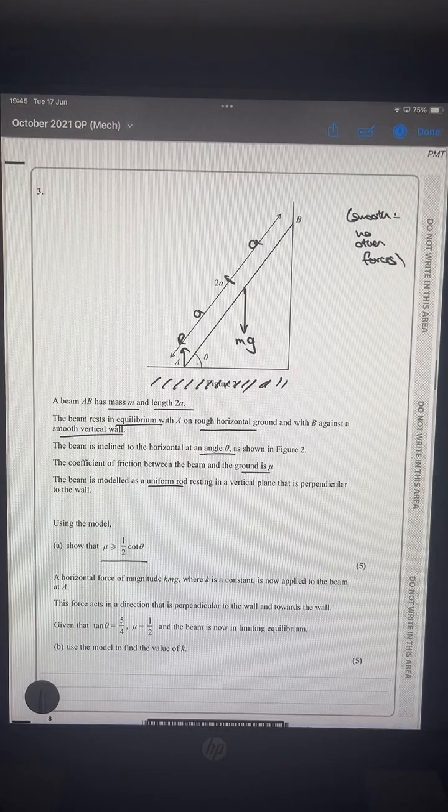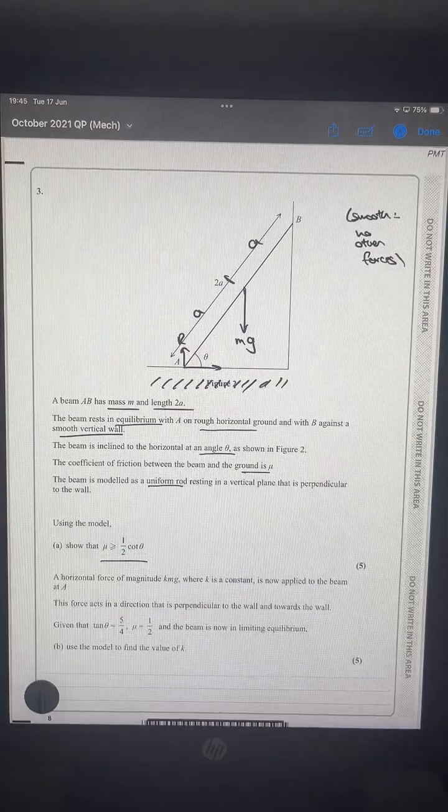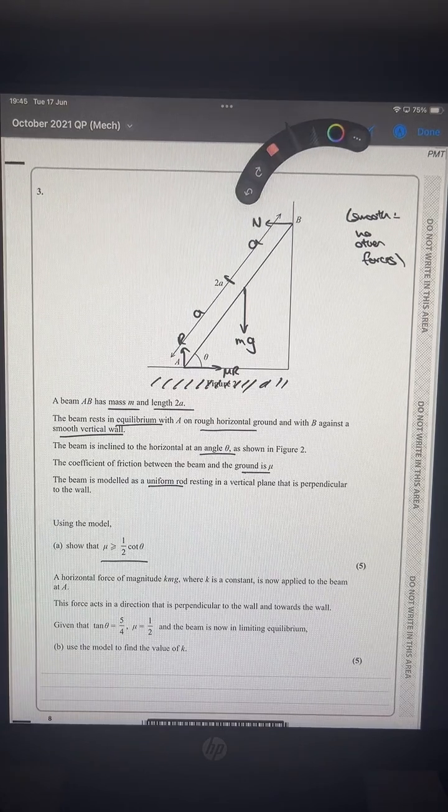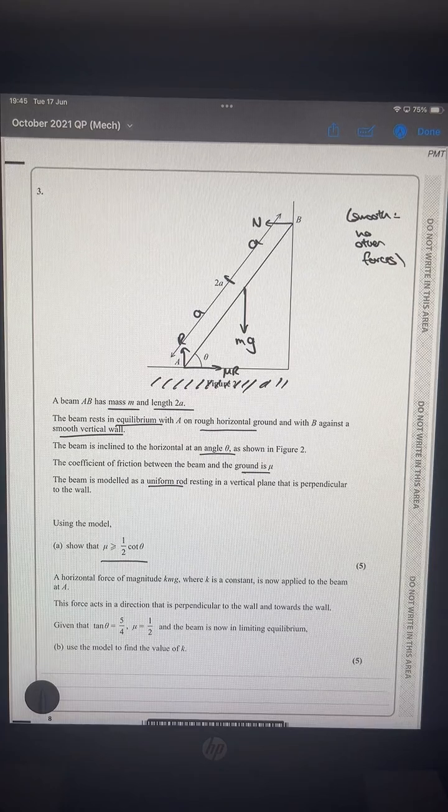I'm going to call that R. And I've got friction, right? If you've got a rod leaning against the wall, it's likely to slide down the wall. So the friction is going to act in the opposite direction, mu R. And here, you've also got another normal reaction force. I'm going to call this one N. And there's no other forces acting here because it's smooth, right? If it wasn't smooth, if it was rough, then you would have a friction force acting upwards as you fall down the wall. But we don't need to worry about that here.